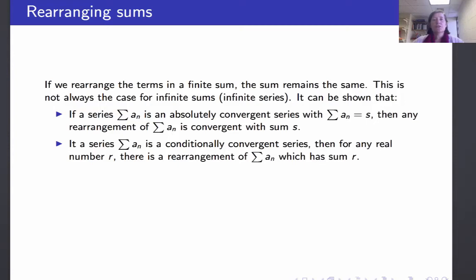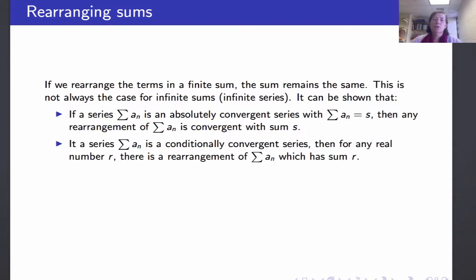Here's something interesting about the difference between absolutely convergent series and conditionally convergent series. If we rearrange the terms in a finite sum, then the sum remains the same. But this isn't always the case for an infinite sum or an infinite series.